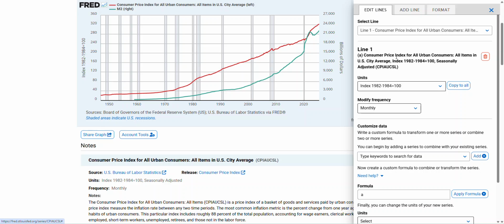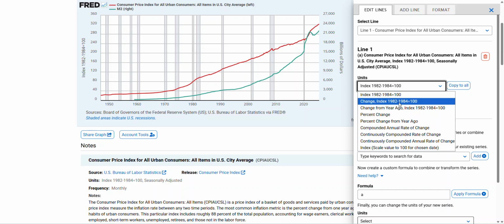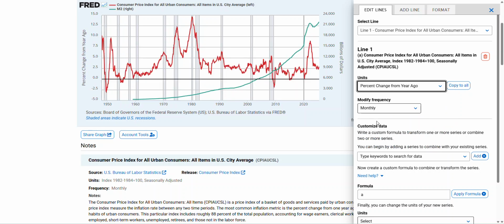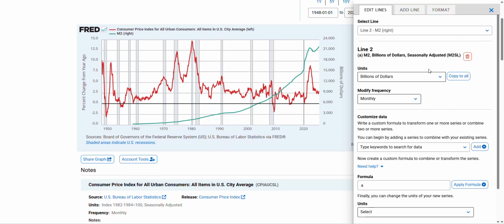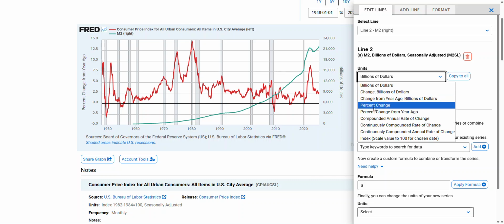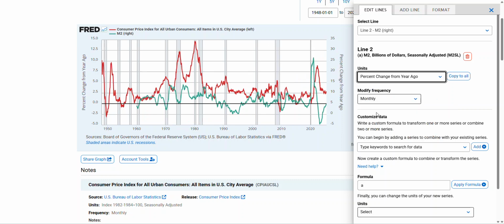And notice here the consumer price index is on a unit basis. Frequency is monthly. I'm going to change this to percentage change from a year ago. And it did it, just like that. Then I'm going to find line 2, go up here and choose line 2, and give it the same frequency, percentage change from a year ago. Okay, so now I have my graph that I want to display.